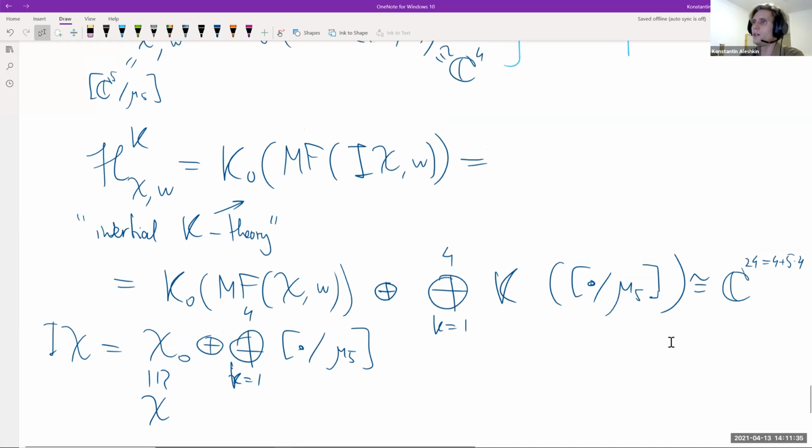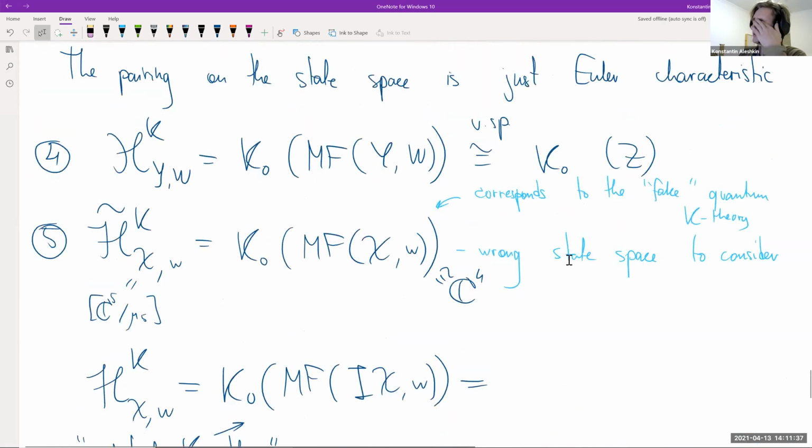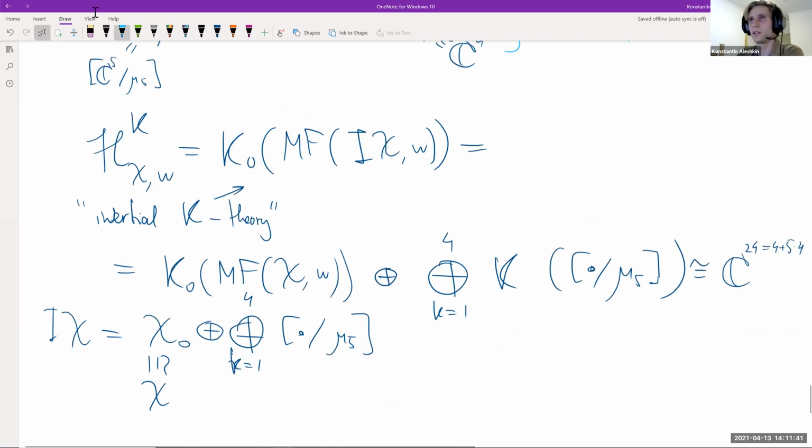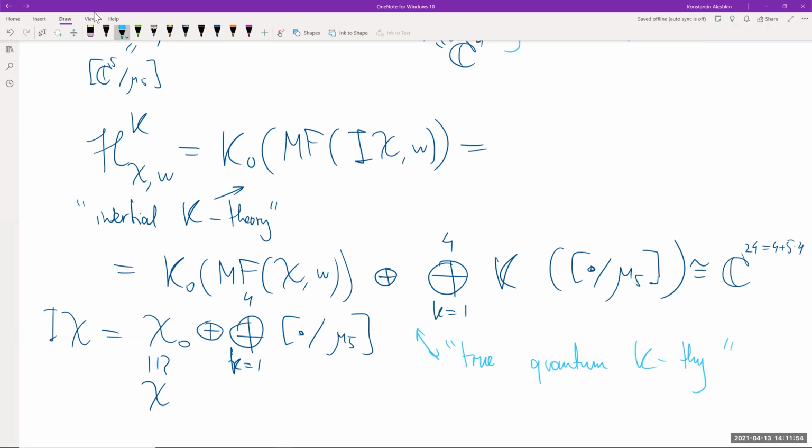So what is this fake and true? This corresponds to true quantum K theory according to Givental. Well, let it be an open question: what is the true quantum K theory? So I put this parenthesis for this reason.